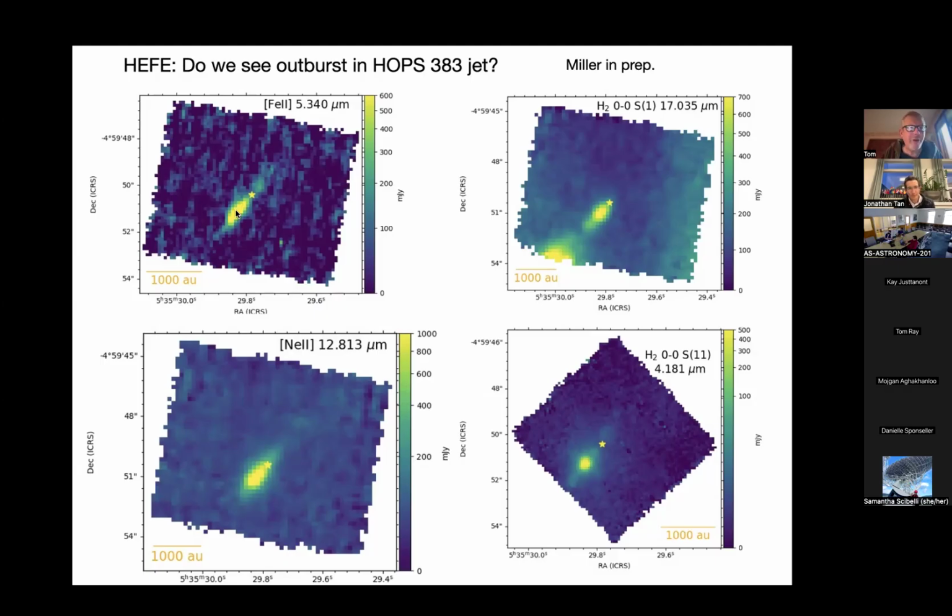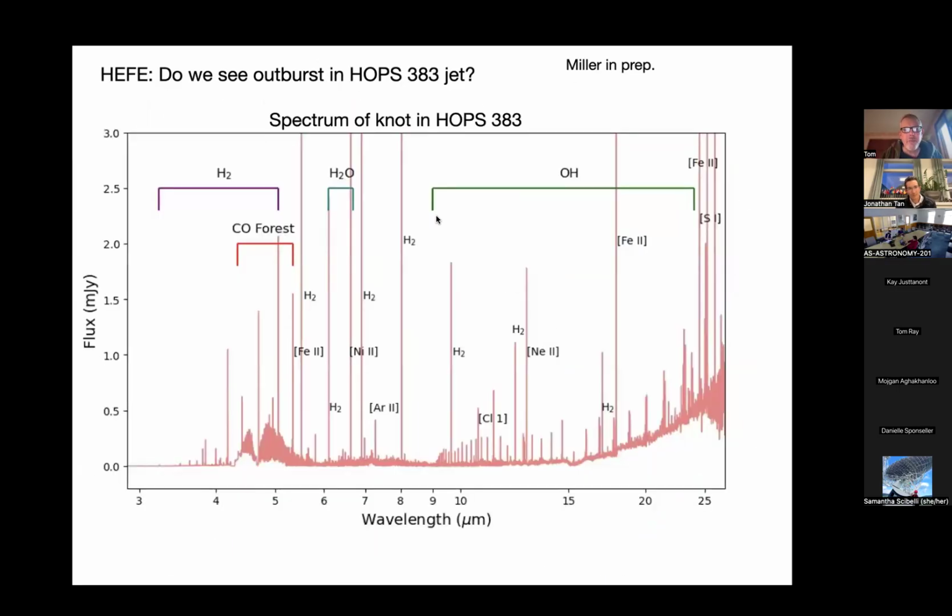And is it plausible that that jet was actually launched during the outburst? By the way, this is just a spectrum of the jet, just showing you again how rich the IFU data is for these sources. It's sort of spectacular in these regions, and we're just starting to scrape the surface of this. But particularly the number of molecules that you see from OH to H2, a little bit of water, CO, and everything in an outflow knot.